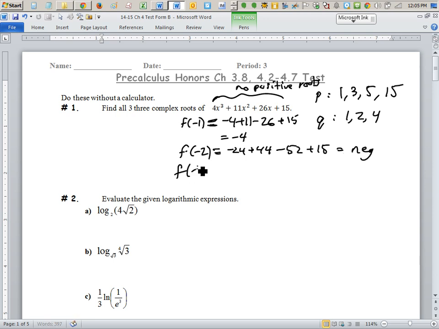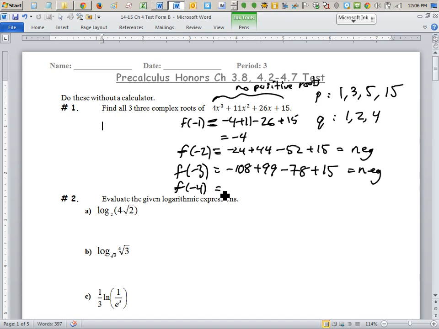Let's try f of -3 real quick. So it's -27 times 4, -108, plus 99, minus 26 times 3 is 78, plus 15. This is still negative. I'm trying to find out how far I should go into the negative realm. All right, and let's try f of -4 real quick.